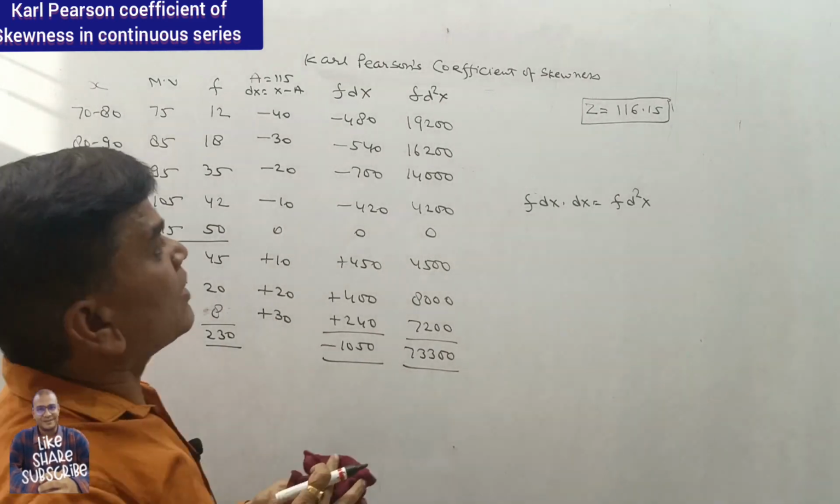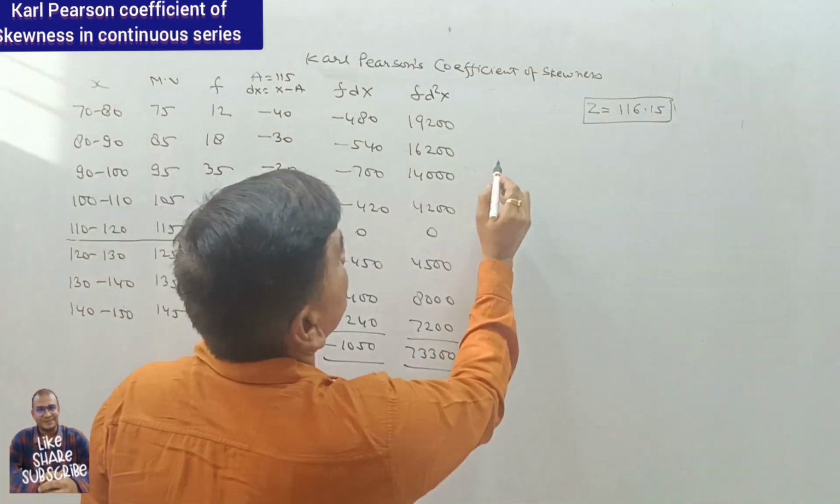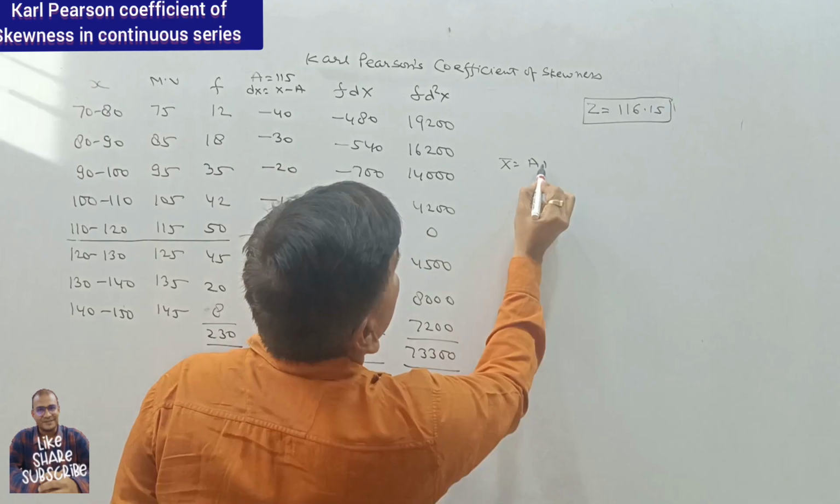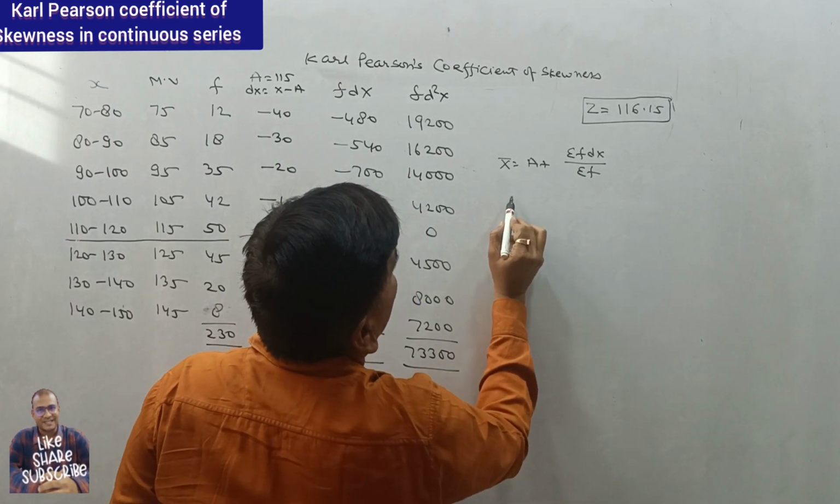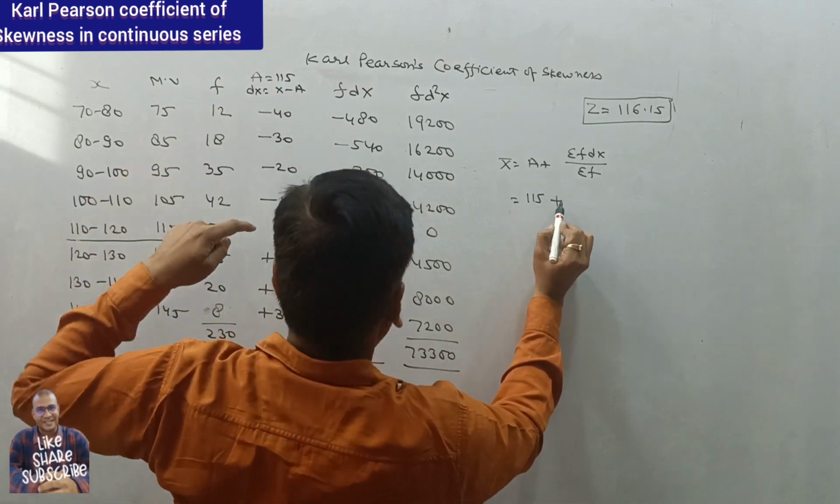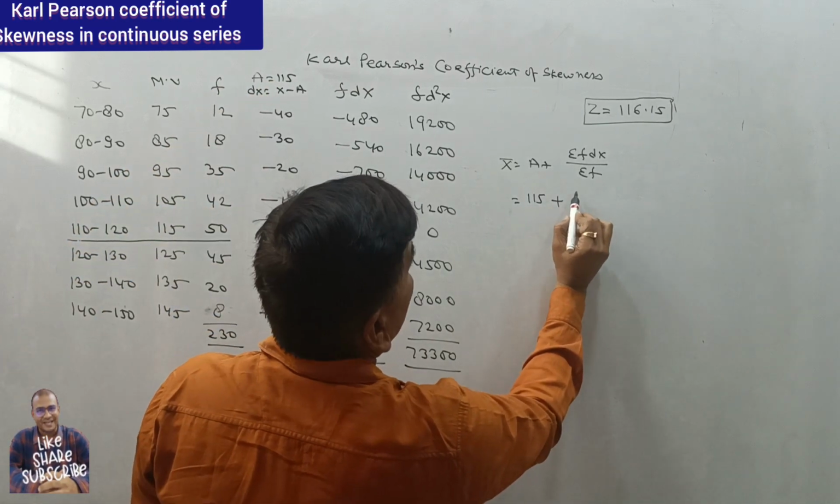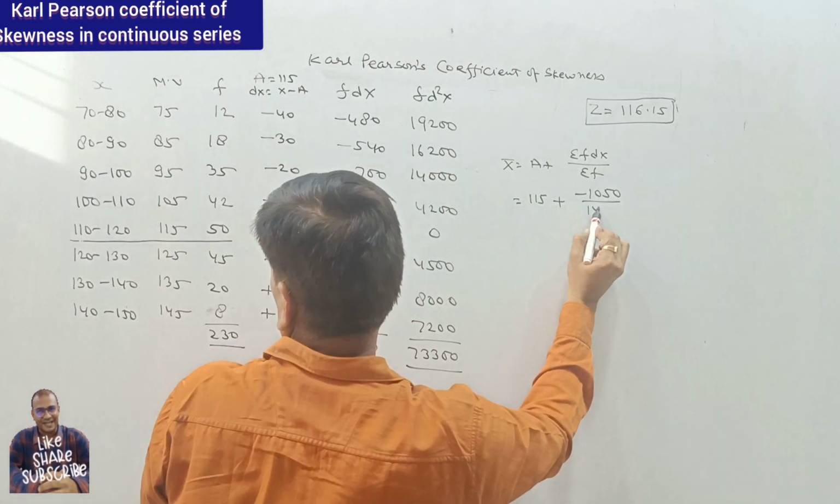Now the calculation of x bar is assumed mean plus sigma fdx upon sigma f. So the value of x bar: the assumed mean is 115 plus minus 1050 divided by 230.